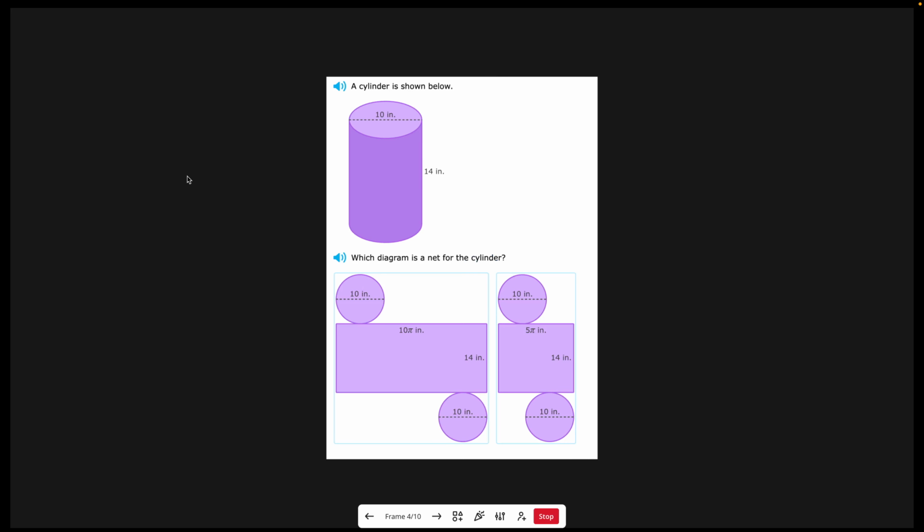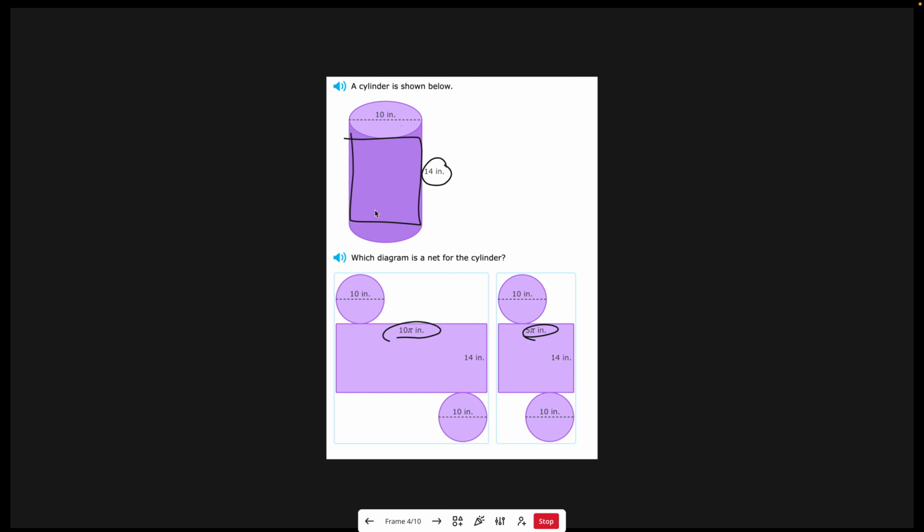Here we go. So it says a cylinder is shown, and then it's asking you for the net for the cylinder. So a cylinder has a circle on the bottom, a circle on the top, and then a rectangle in the middle. So the only difference between these two nets is this 5 pi and 10 pi inches. And so what we really need to focus on here is, how do I know for the rectangle? All right, I know this side is 14, but how do I know what this side is down here?